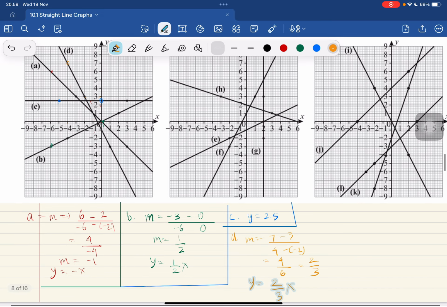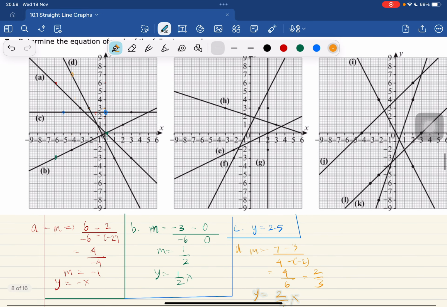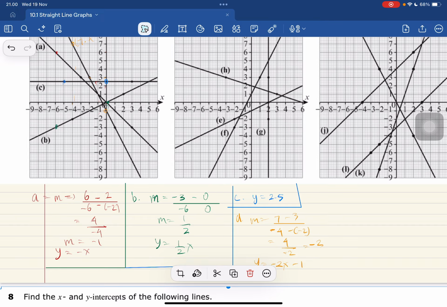Okay, let me check it again. We see from here D. The first point is 7 and minus 4. Next we will use 3 and minus 2. So 4 divided by minus 2 is minus 2. So this is minus 2x, and the y-intercept is here, minus 1. So y equals minus 2x minus 1 for D.